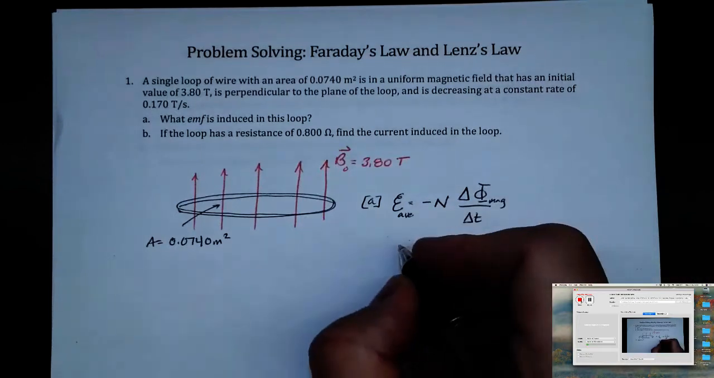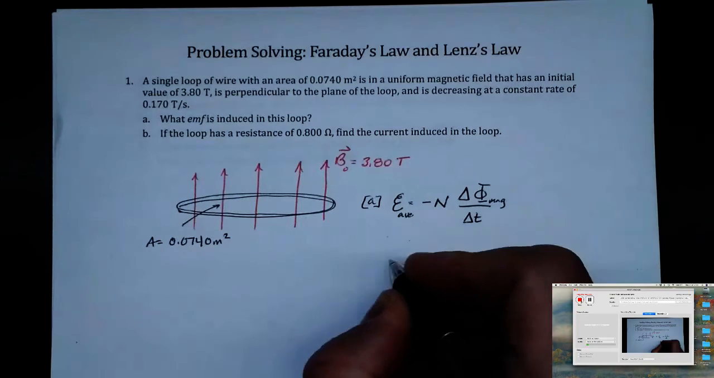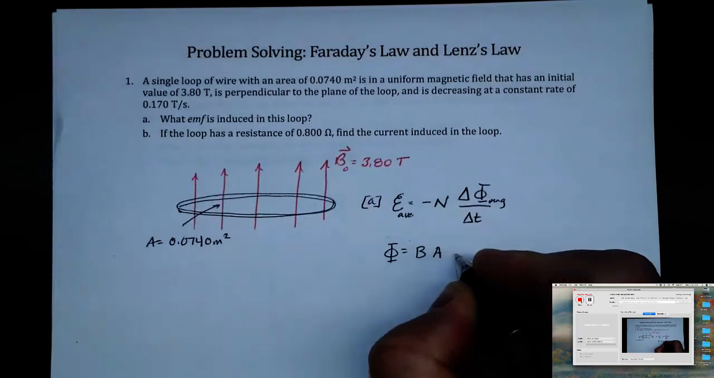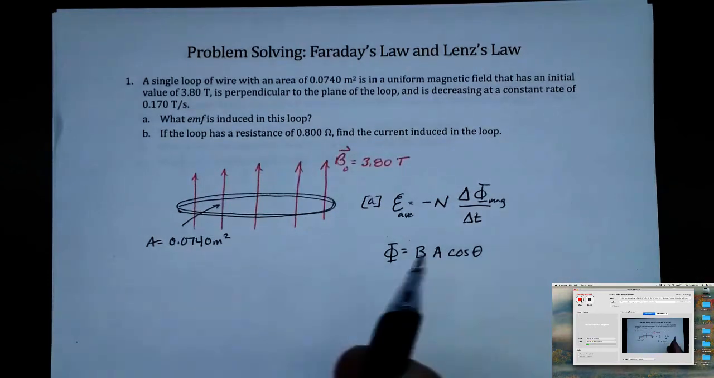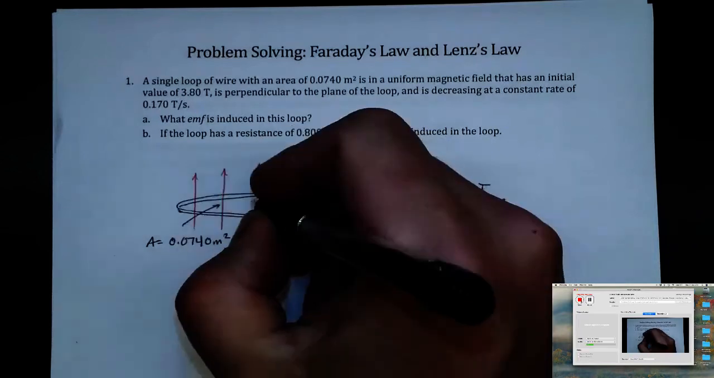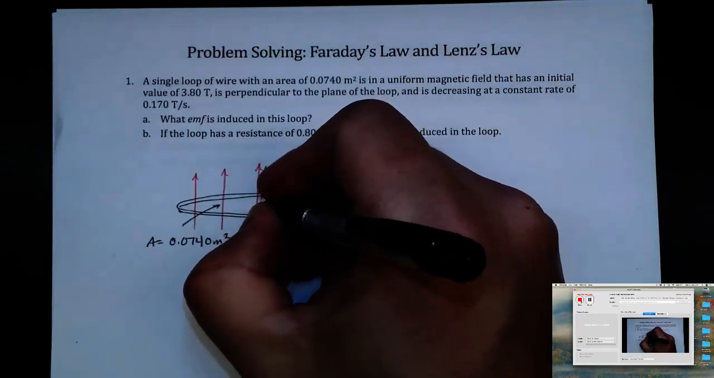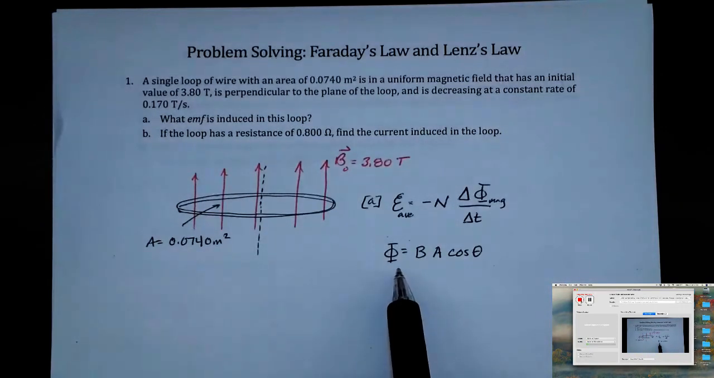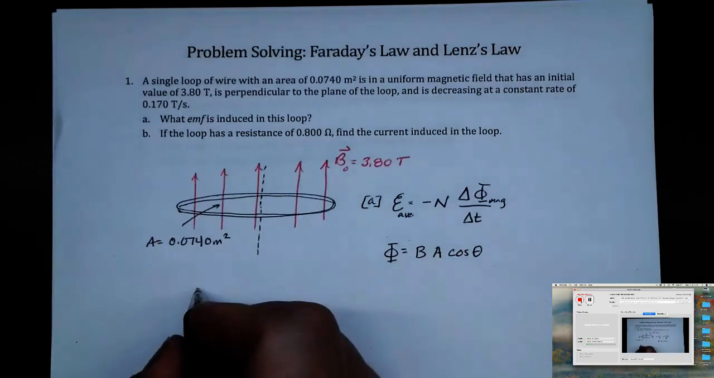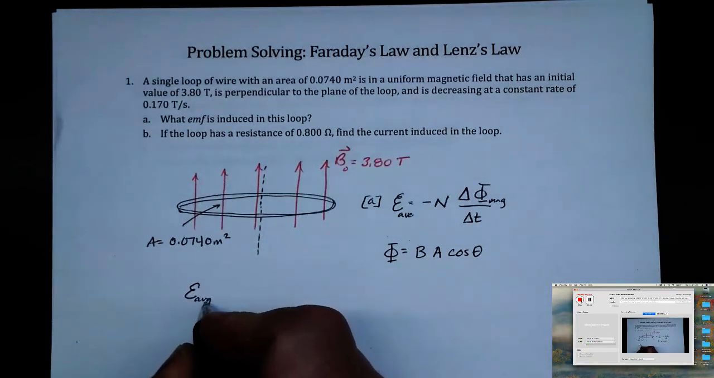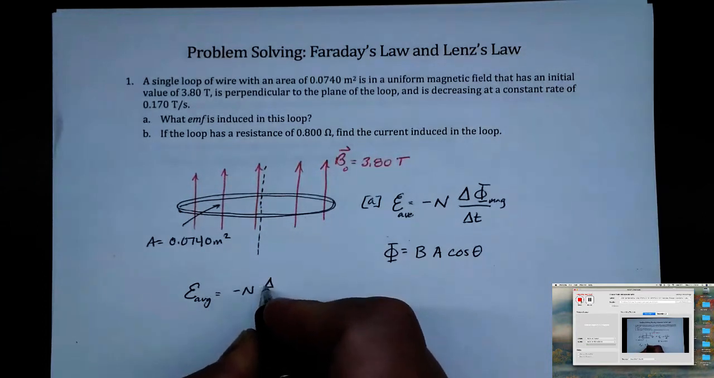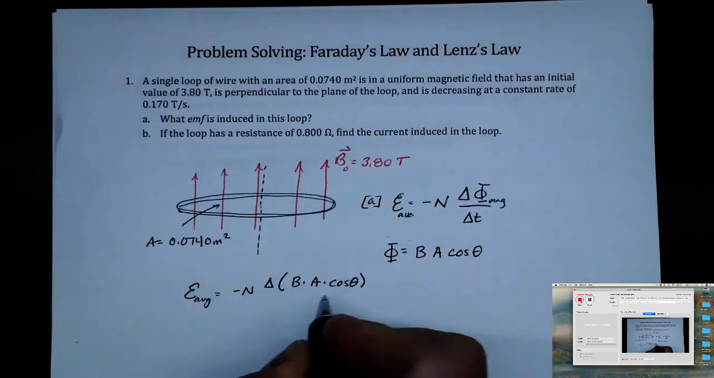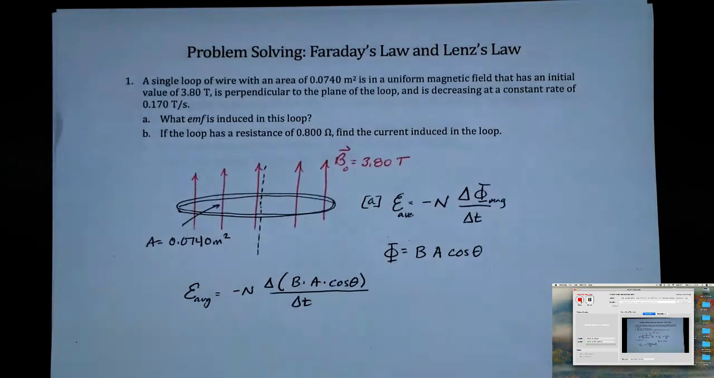And magnetic flux itself is defined as the product of the magnetic field, the cross-sectional area, and then the cosine of the angle between the direction of the magnetic field and an axis that passes through the loop perpendicular to the plane of the loop. So I'll sketch that on there. If you put both of those things together, you can write that the EMF is equal to minus n times the change in BA cosine theta over the time interval.